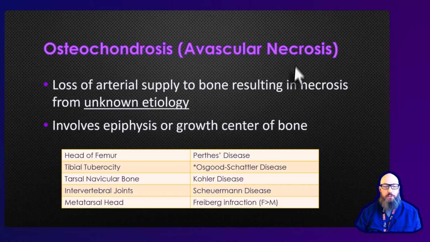It's also called avascular necrosis, just a loss of arterial supply to bone that leads to necrosis. It's of unknown etiology, but there are specific sites where it's known to occur in the epiphysis, or the growth center of bone.